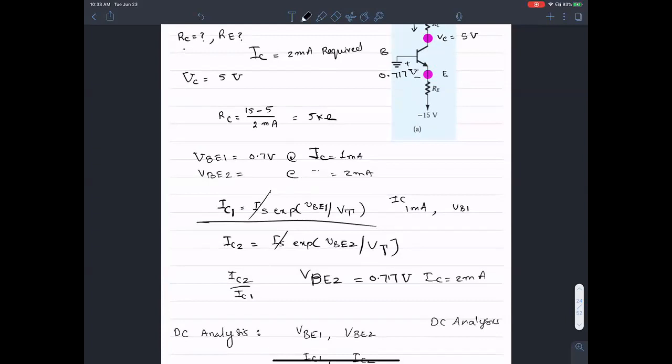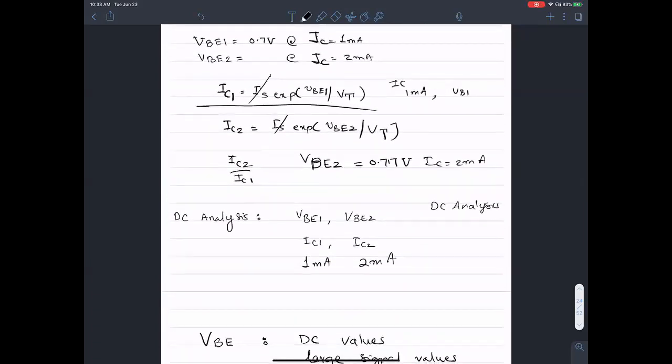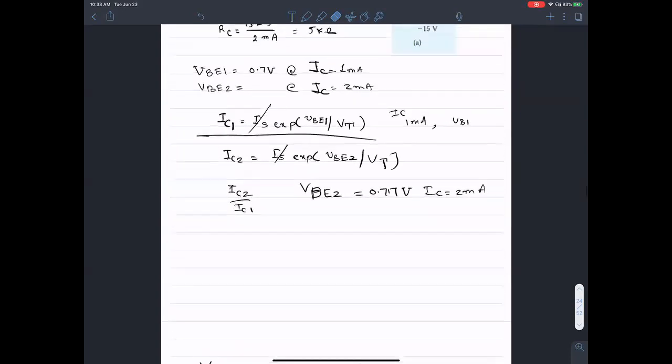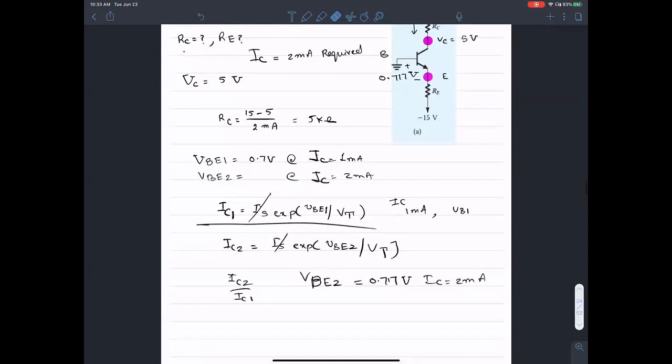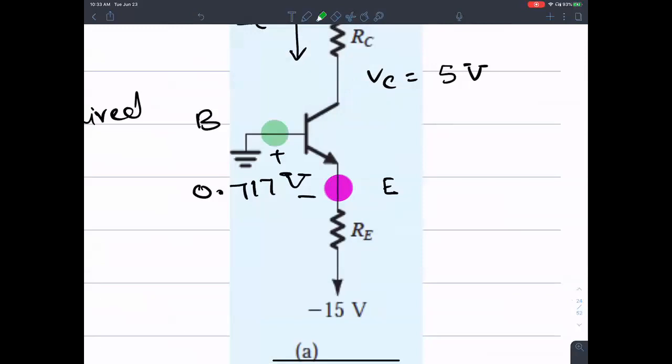Okay, IC, because this is all DC analysis. So what we are doing is finding the new value of VBE, because IC has changed significantly, doubling in value. So I better recalculate the value of VBE2, which comes out to be 0.717. Once I have VBE, what is VBE? VBE is the potential difference between the voltage on the base and the voltage on the emitter.